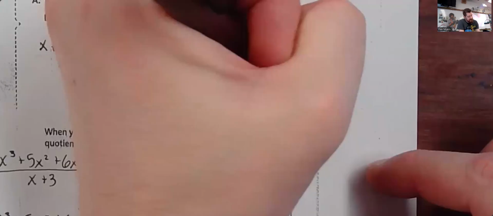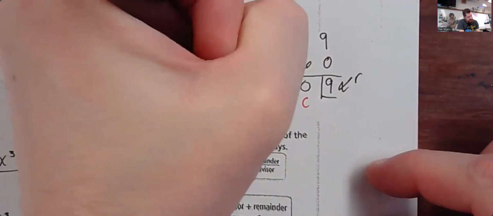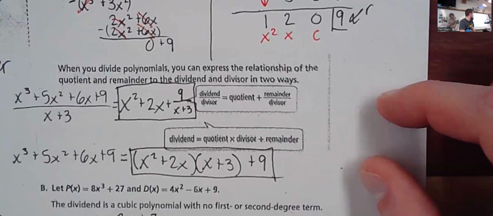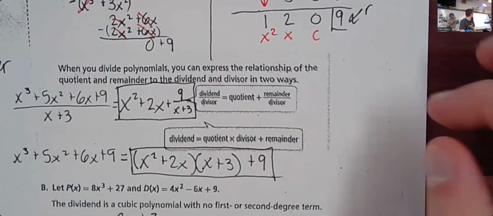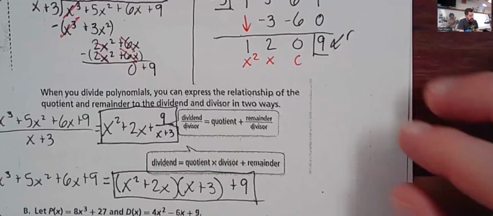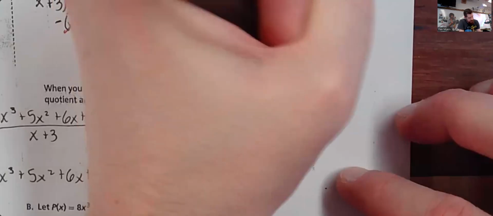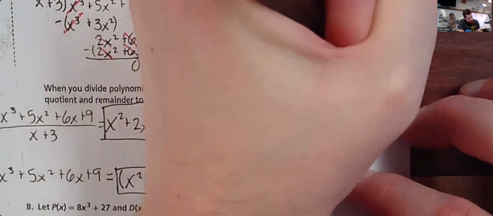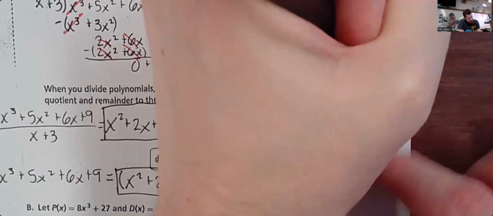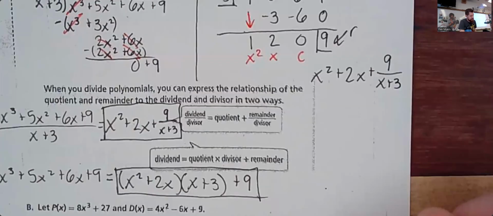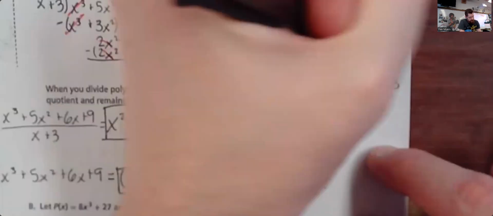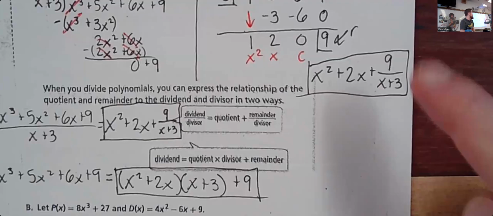There is no constant term. The term with x is 2. The coefficient with x squared is 1. So we end up with an answer of x squared plus 2x plus 9 over x plus 3. Which is exactly what we got the first time, except that took a lot less time.